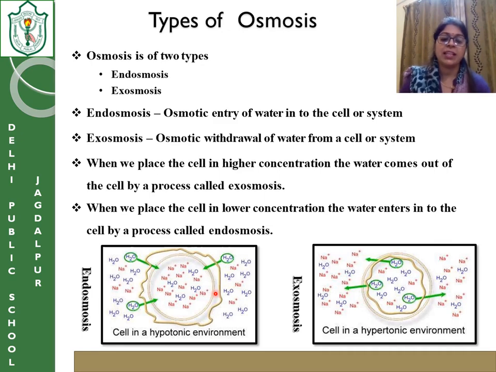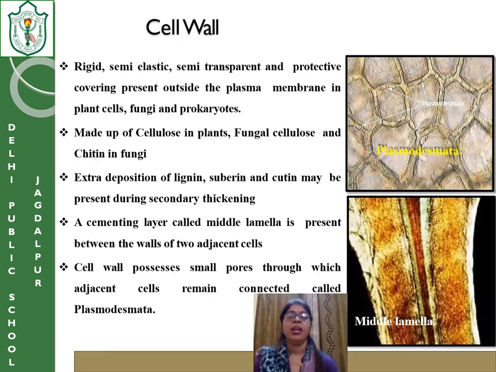But in this case, you can see that when the cell is kept in the hypertonic, that means inside water is more, outside water is less. What will happen? Exoosmosis will take place and the cell will shrink. You can see that the cell has shrunk. So you have understood the meaning of endoosmosis, exoosmosis, endocytosis, exocytosis. Next one, we will do the cell wall.